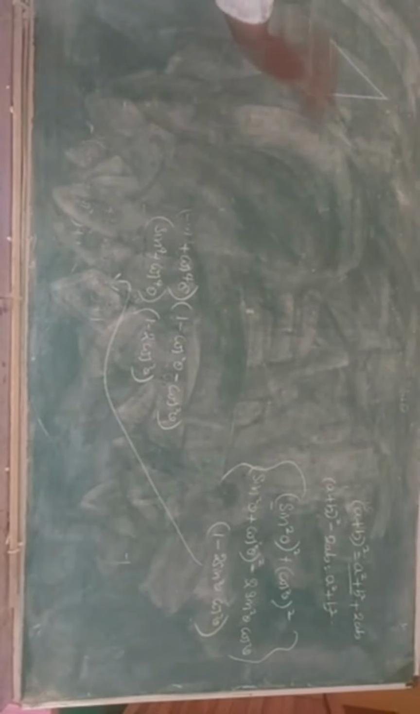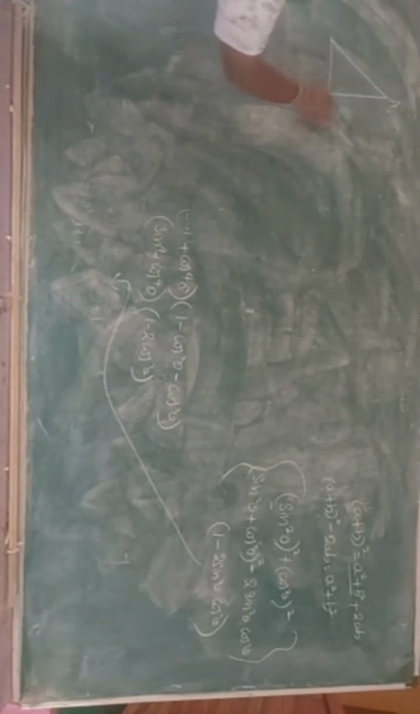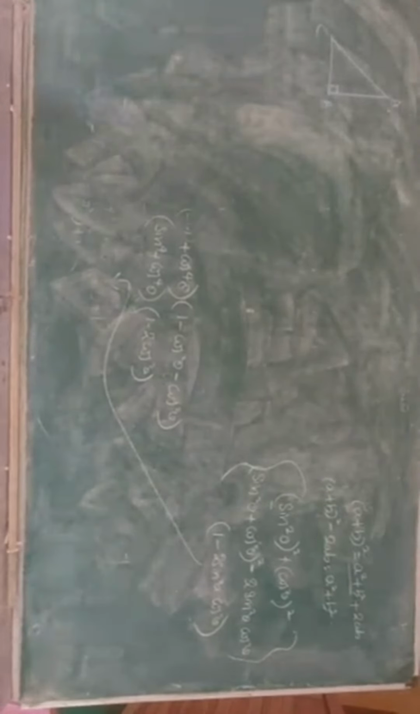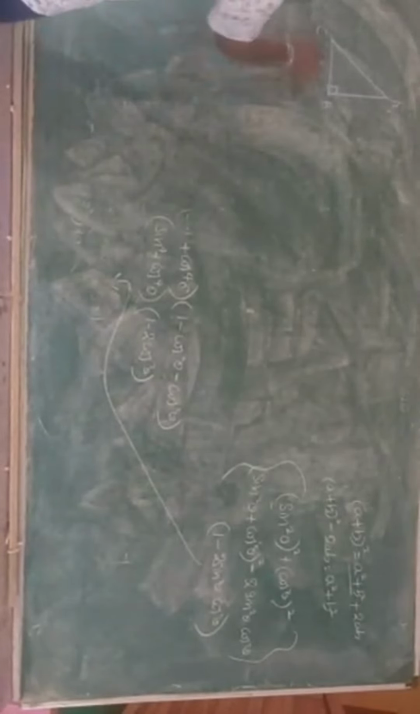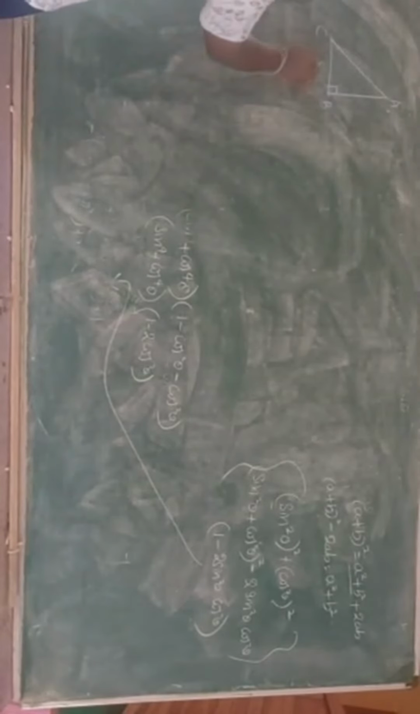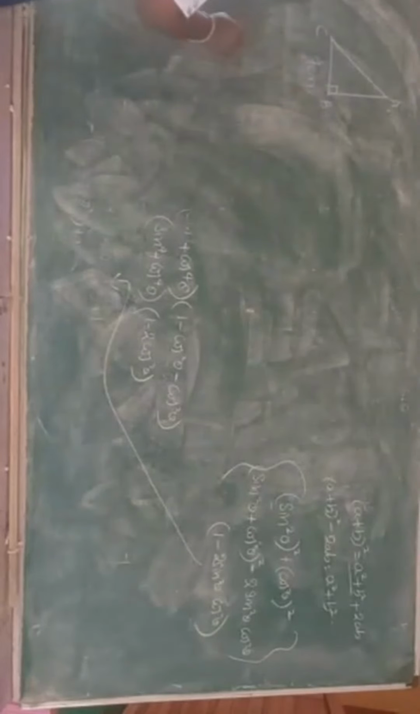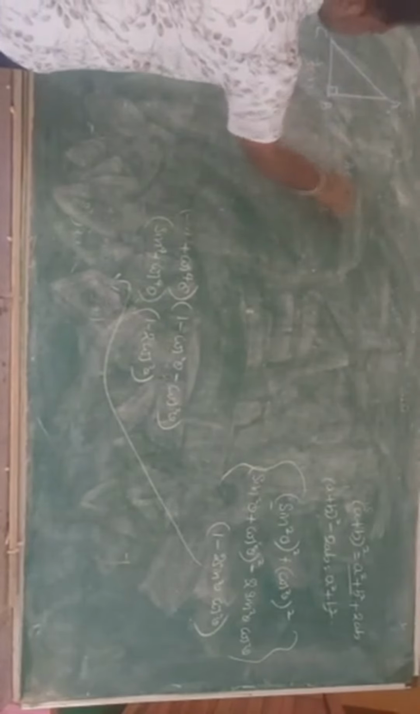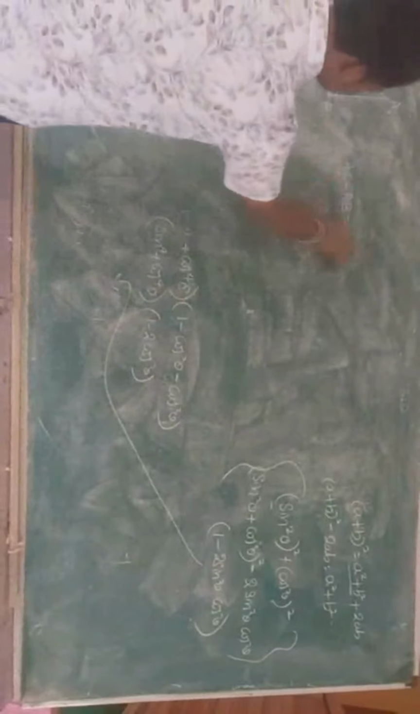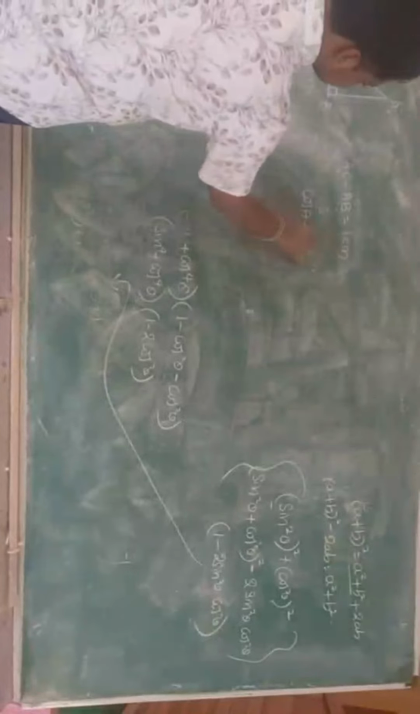Imagine this is one triangle ABC, and this triangle is right angle at B. BC is 7 centimeter, so this is 7 centimeter, and AC minus AB is equal to 1 centimeter. Find the value of cos A plus sin A.